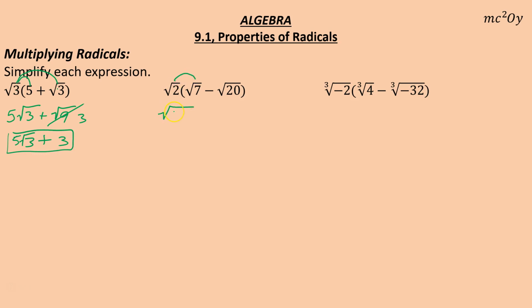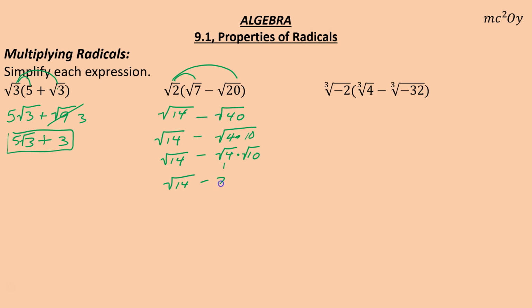Here, root 14 minus root 40. Can't simplify root 14 because no perfect squares go into it, but root 40, root 4 goes into it. I could call that root 4 times 10. All right, well, root 4 times root 10. All right, that's root 14 minus 2 root 10. Can't put 14s and 10s together, nothing else I can do.